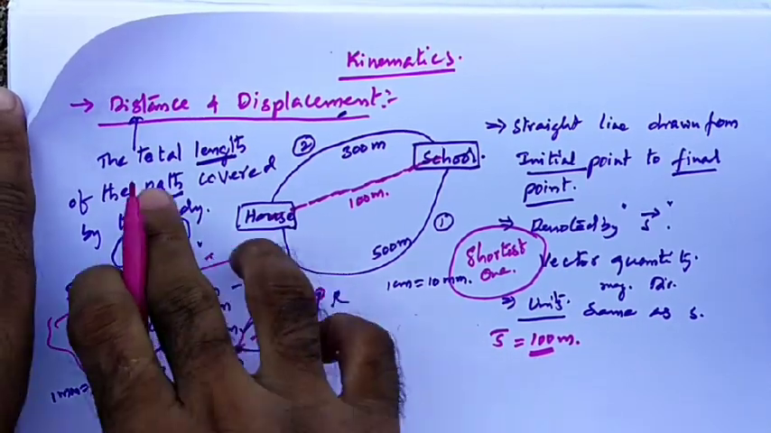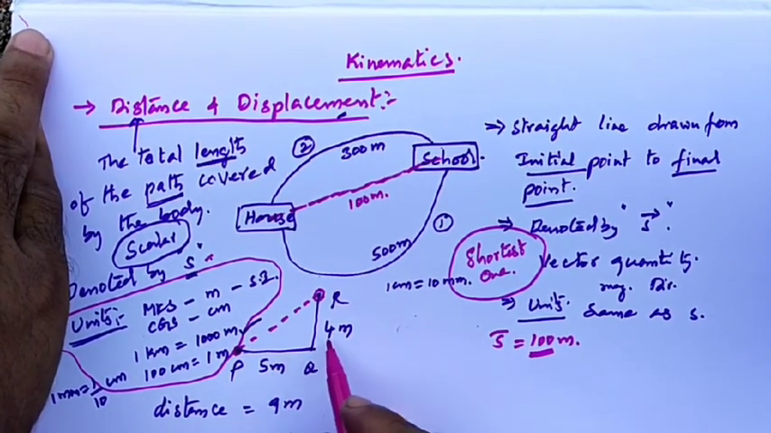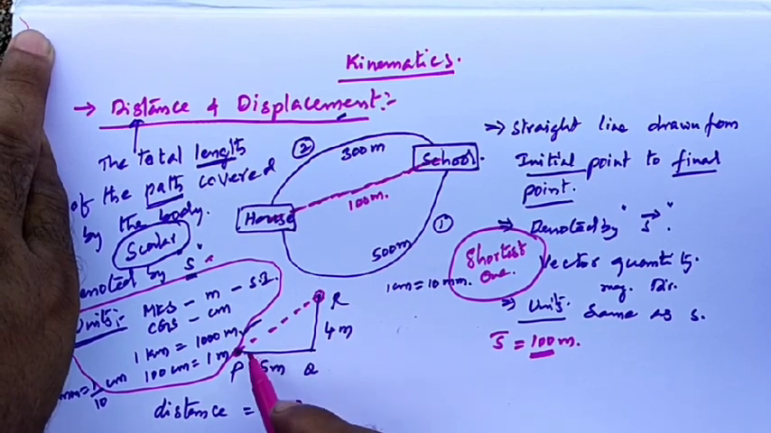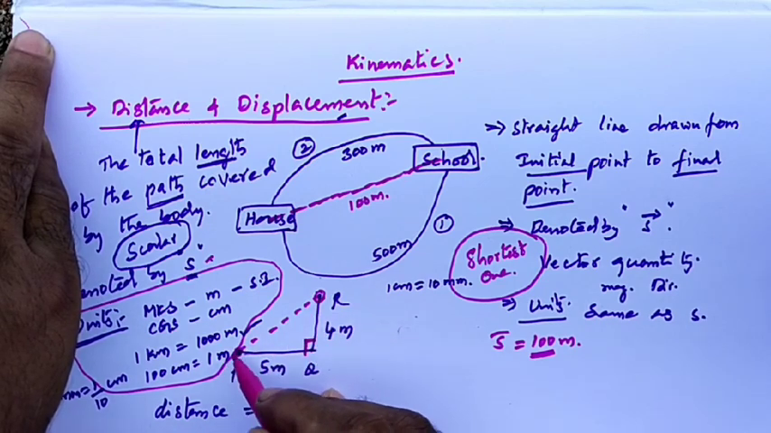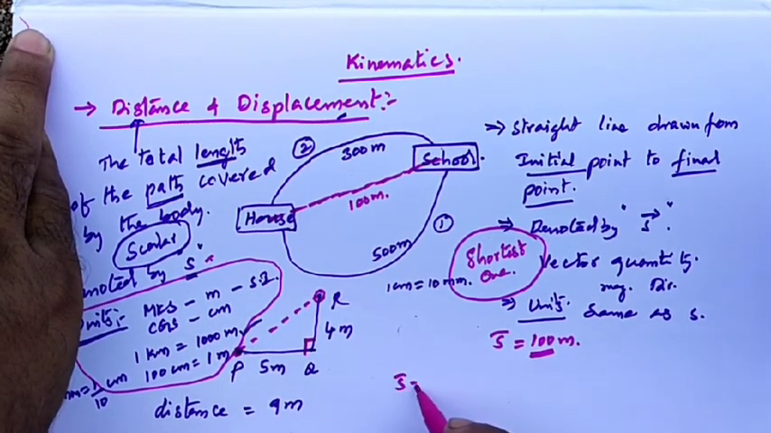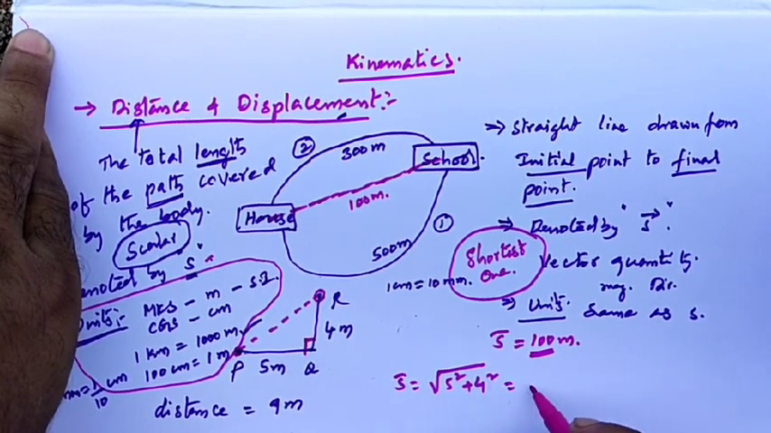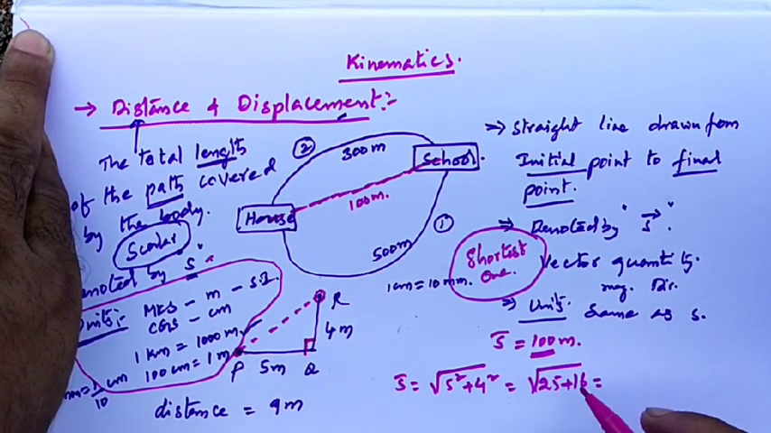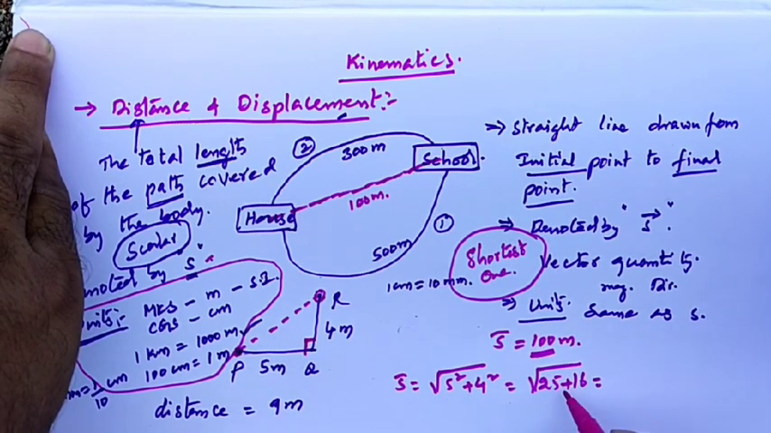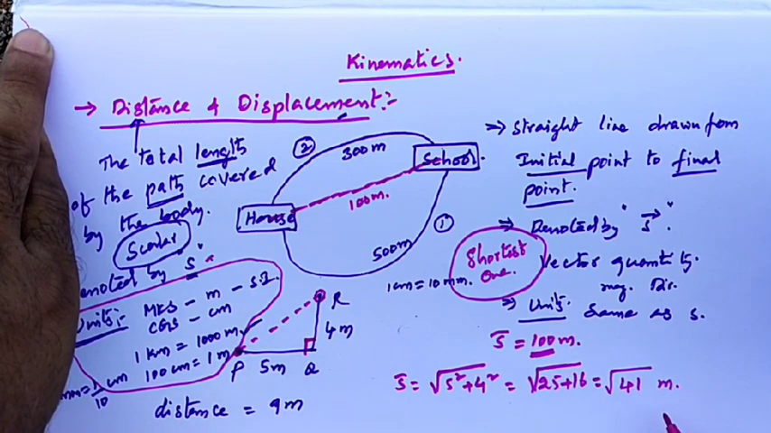Now what is the displacement in the second case? This side is 5 meters and this is 4 meters. It is a right angle triangle, so let us assume that, and find the hypotenuse. The displacement is root over 5 square plus 4 square, which is root of 25 plus 16. That is root 41 meters, the magnitude of displacement.